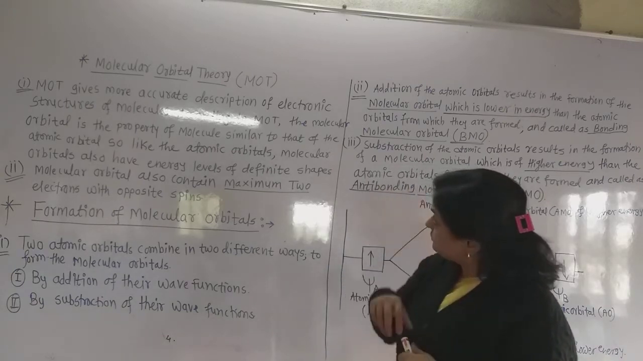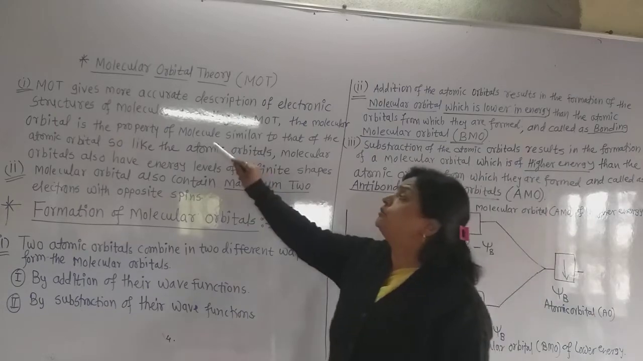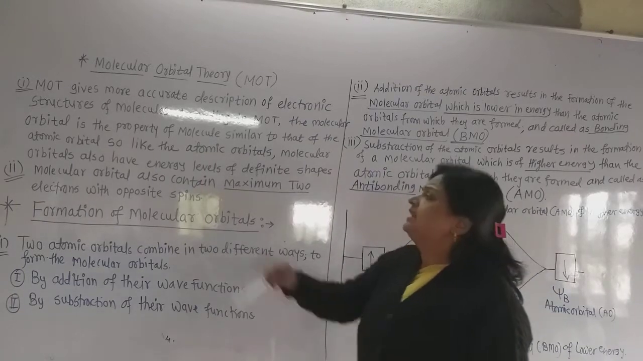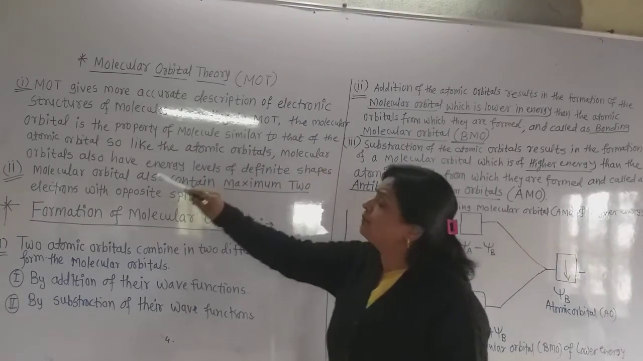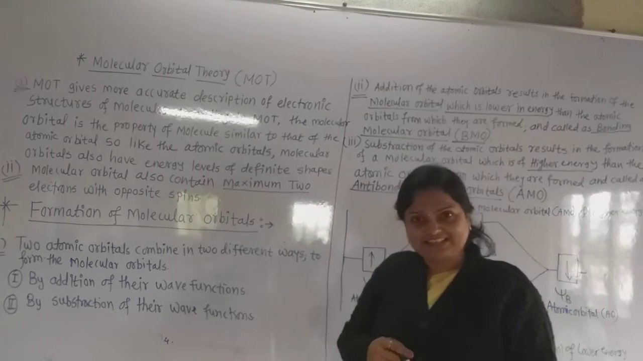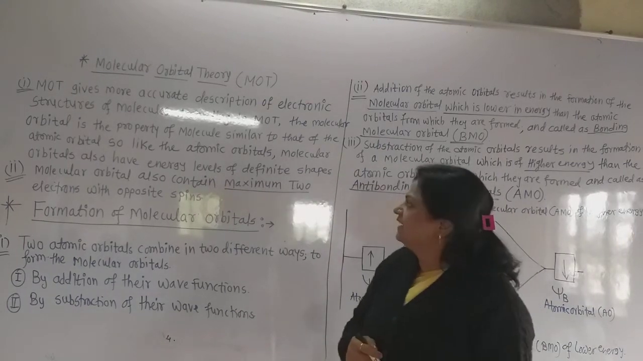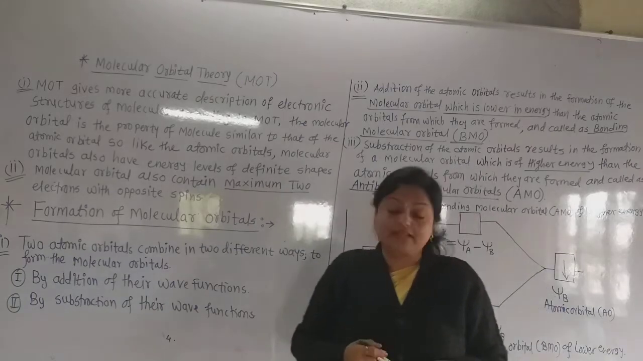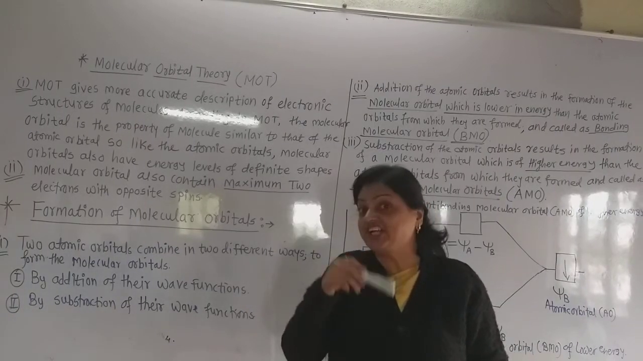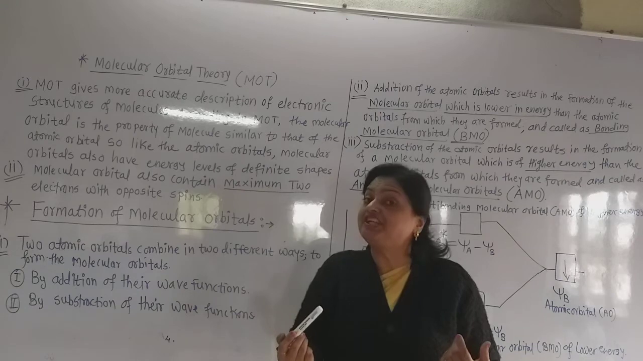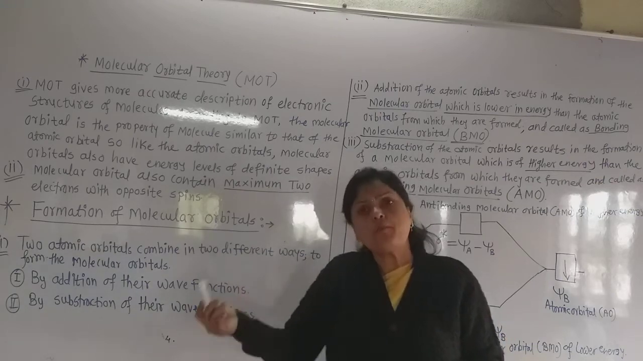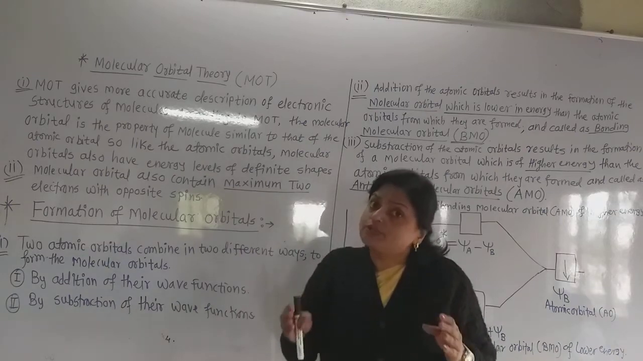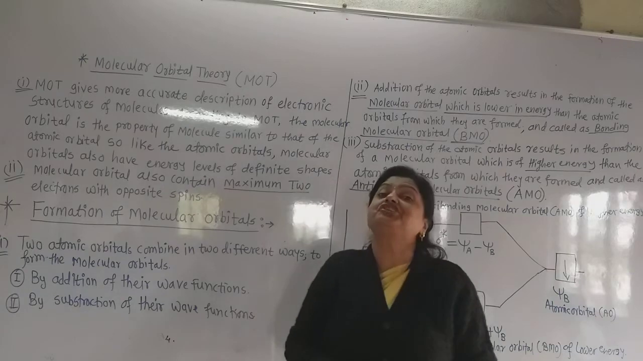The molecular orbital is the property of the molecule, similar to the atomic orbitals. So, like atomic orbitals, molecular orbitals also have energy levels, that means shells of definite shapes. We know that atomic orbitals have different shapes: spherical for the s orbital, dumbbell shape for the p orbitals, and more complicated shapes for d and f orbitals. Similarly, molecular orbitals also have definite shapes.